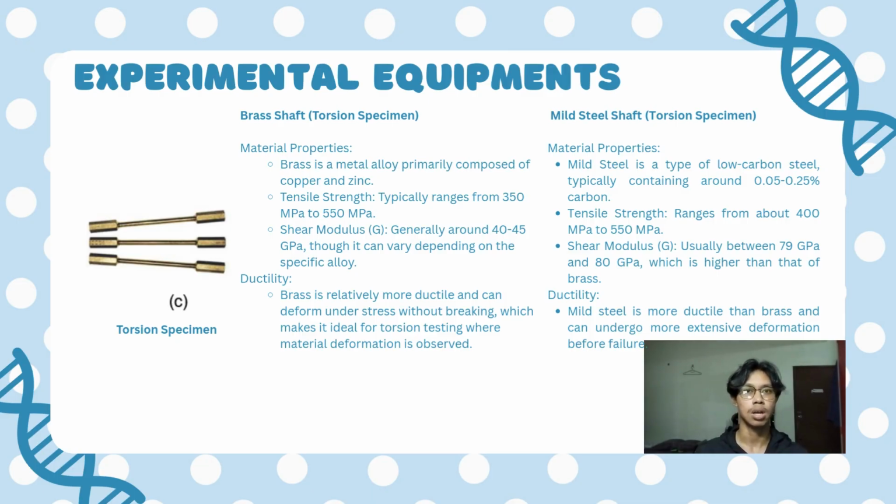Then for the mild steel shaft torsion specimen, for material properties, mild steel is a type of low carbon steel, typically containing around 0.05 to 0.25% carbon. Then for the tensile strength, it ranges from about 400 megapascal to 550 megapascal. Then for the shear modulus, which is G, it is usually between 75 gigapascal and 80 gigapascal, which is higher than that of brass. Then for ductility, mild steel is more ductile than brass and can undergo more extensive deformation before failure.